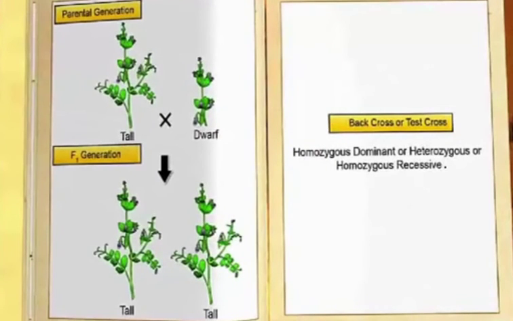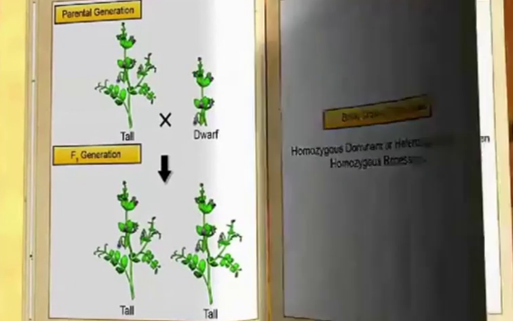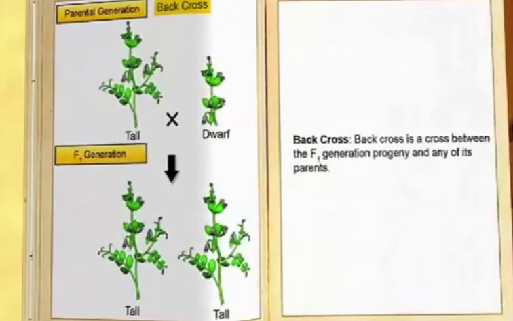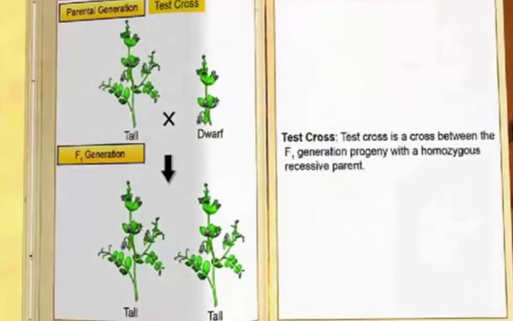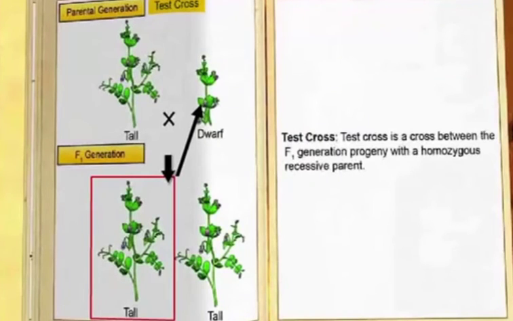To determine if the individual is homozygous dominant or heterozygous, a backcross is carried out. A backcross is a cross between the F1 hybrid generation and any of its parents, whereas a test cross is a cross between the F1 generation progeny with a homozygous recessive parent. It is done to know an unknown genotype.